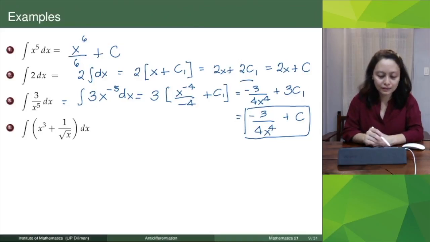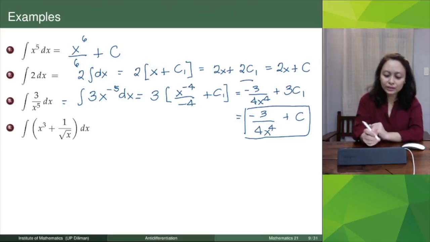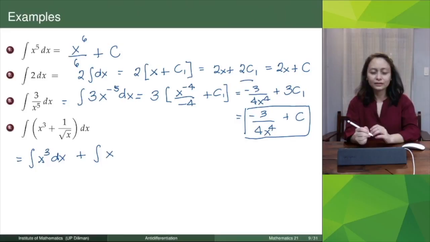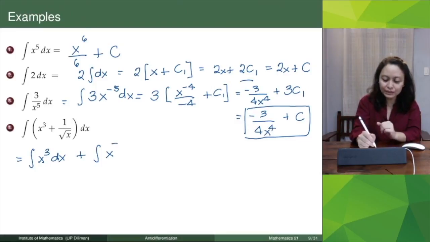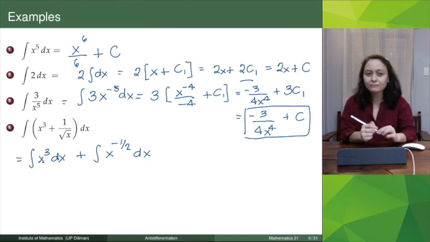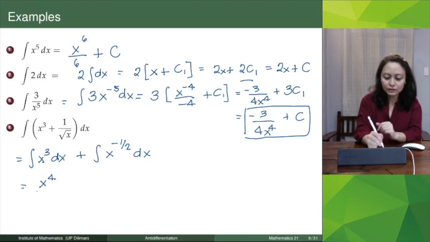Okay? So, fourth example, antiderivative of x cubed plus 1 over square root of x dx. Pwede natin kunin yung antiderivative ng bawat term. We can write this as the antiderivative of x cubed dx. Again, huwag kalimutan yung dx. Plus antiderivative, isulat na natin in terms of rational exponents para madaling mag-add ng 1. 1 over square root of x is equal to x raised to, since nasa denominator, negative yung exponent, square root is 1 half. So, you have x to the negative 1 half dx. Then, apply the last theorem.